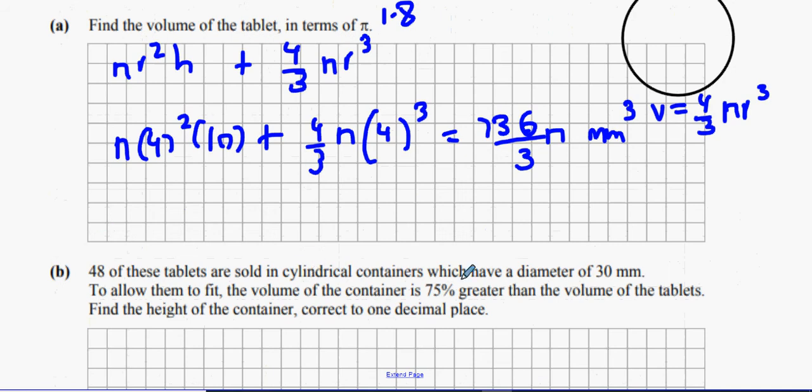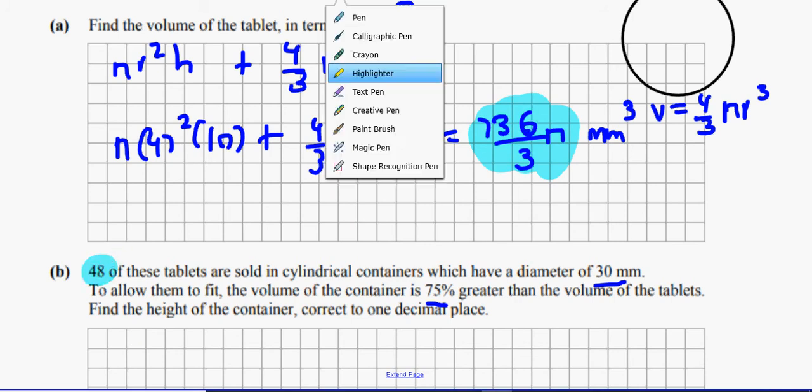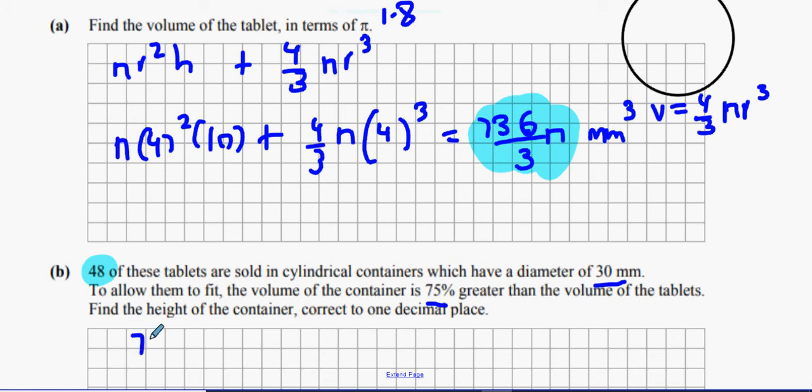48 of these tablets are sold in cylindrical containers which have a diameter of 30 millimeters. To allow them to fit, the volume of the container is 75% greater than the volume of the tablets. So, we're going to get the volume of one tablet, and what we're going to do with that? We're going to multiply it by 48. So that's your first step. So you're going to get 736/3π, and you're going to multiply it by 48.